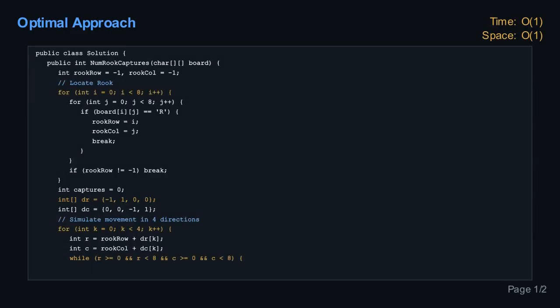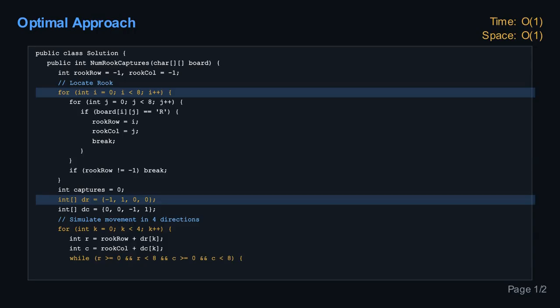The key insight here is that the board is small and fixed at 8x8. We can directly simulate the rook's movement. First, locate the rook by iterating through the board. Once its row and column are found, we'll iterate outwards in each of the four cardinal directions: up, down, left, and right. For each direction, we start from the rook's adjacent square and move one step at a time.